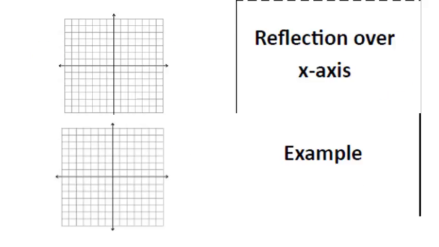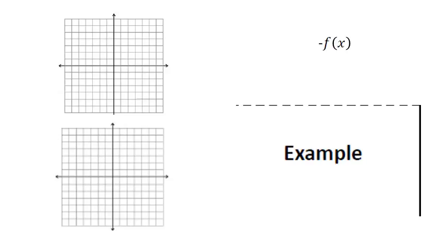Let's take a look at the last 2 tabs on your foldable. Reflection over the x-axis. If I reflect or mirror my graph over the x-axis, it's like we're flipping it down or up. This occurs when I multiply the function by a -1. So even though we write it as negative f of x, what we're really doing is saying -1 times f of x.